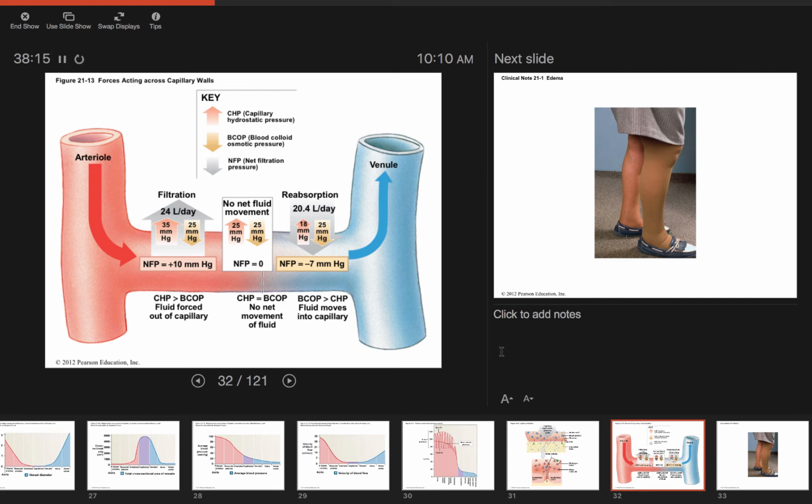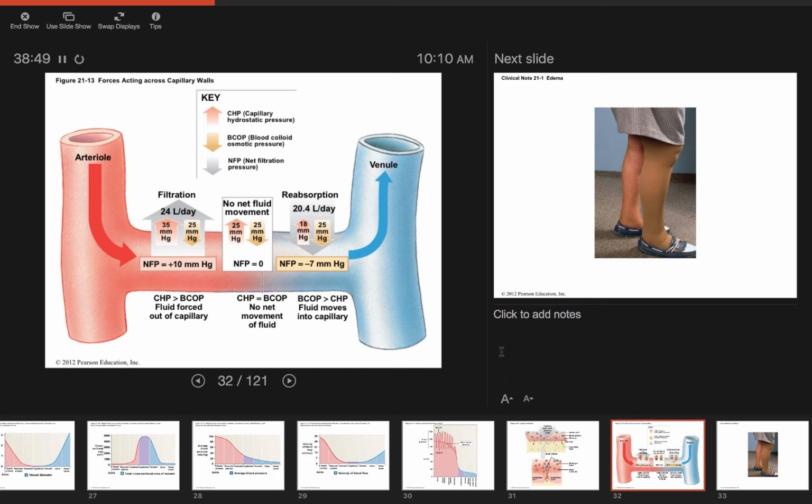Just the terms: filtration pushes fluid into the interstitial fluid, right? From the capillary into the interstitial fluid. It's caused by the hydrostatic pressure. Reabsorption brings fluid back into the capillary from the interstitial fluid, and that's caused by colloid proteins. So we call that the colloid osmotic pressure. That just in general is going to help you once we move on to advanced.